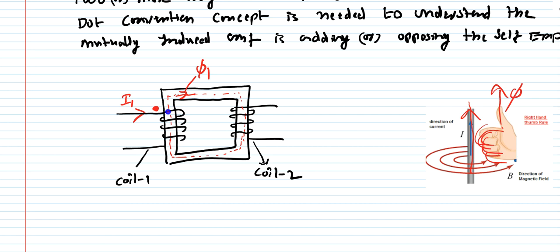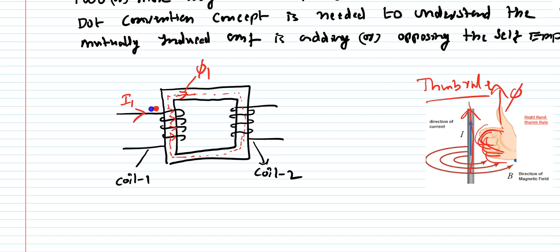Assume this is the current direction in the coil. Hold it with the right hand, these wrapped fingers show the current direction, then this is the flux direction you can assume, according to this thumb rule. We have already discussed this in detail in the previous class. If you have not gone through this concept clearly, then please go through that previous video to get clarification on the current direction and how the flux goes in this direction.